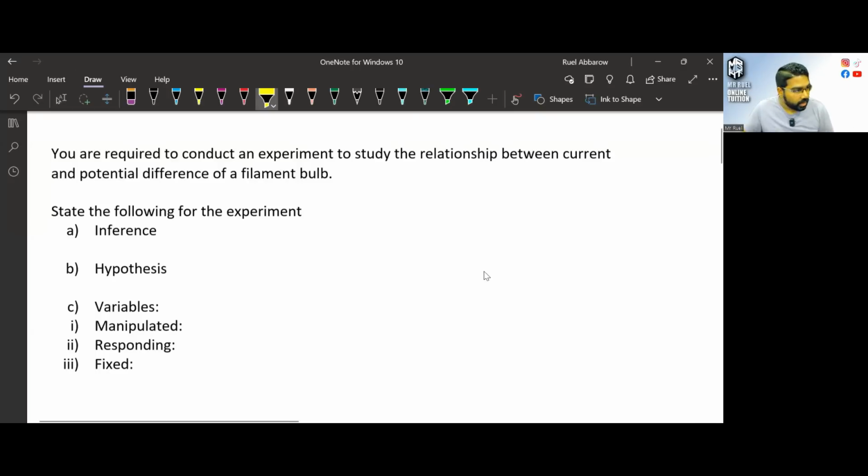Description. Okay, you are required to conduct an experiment to study the relationship between current and potential difference of a filament bulb. Okay, so this is the experiment.